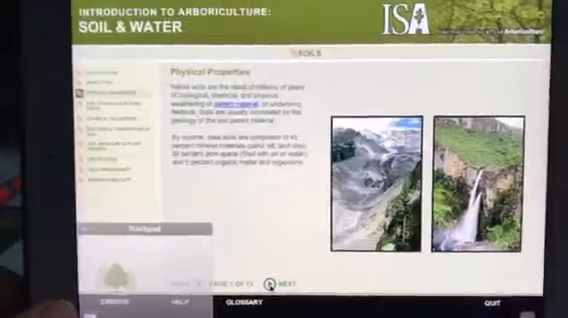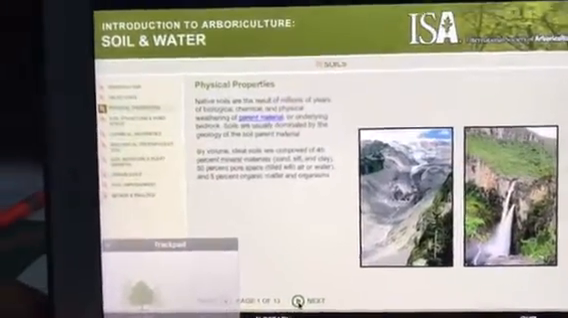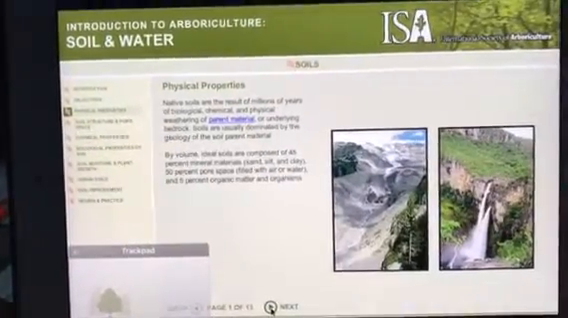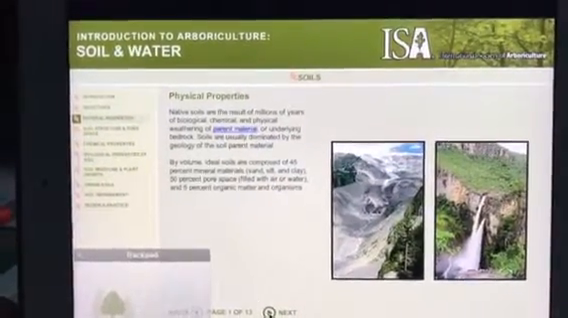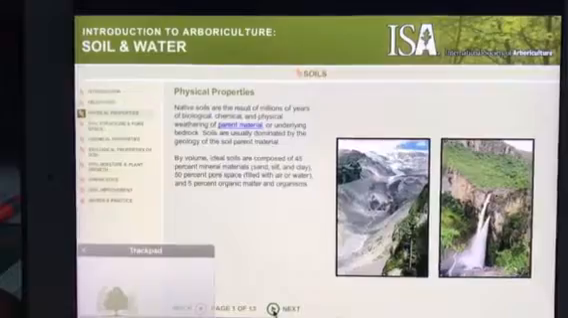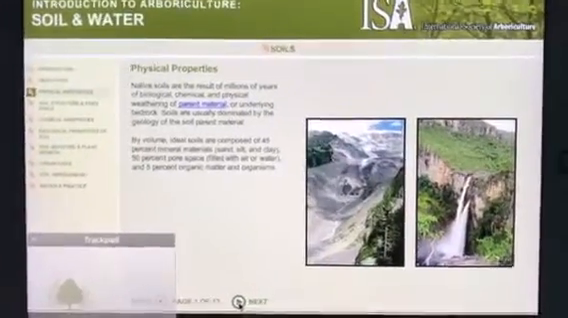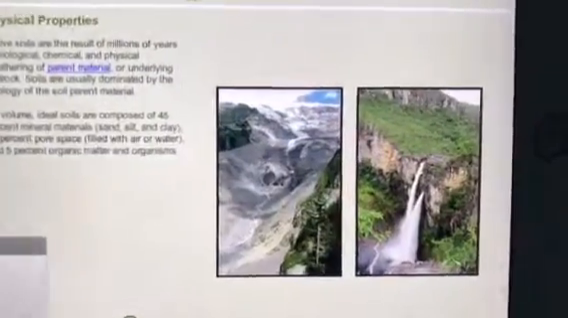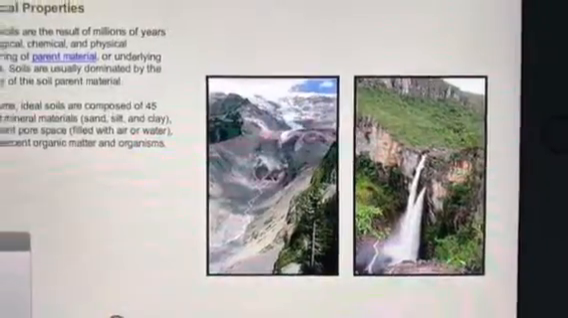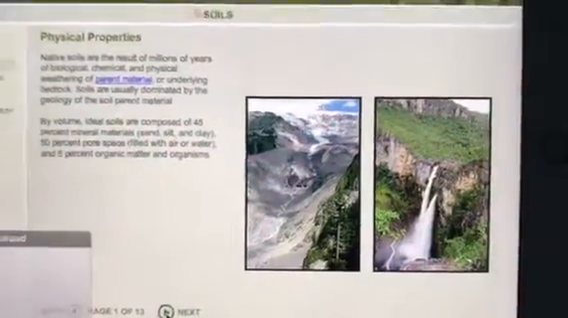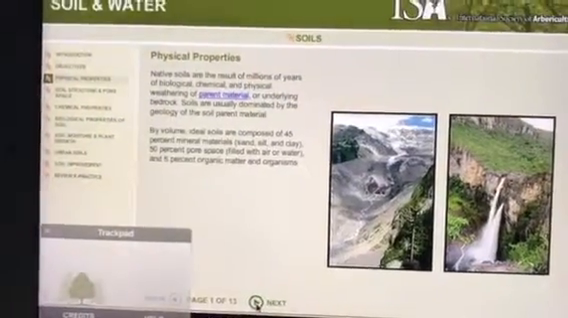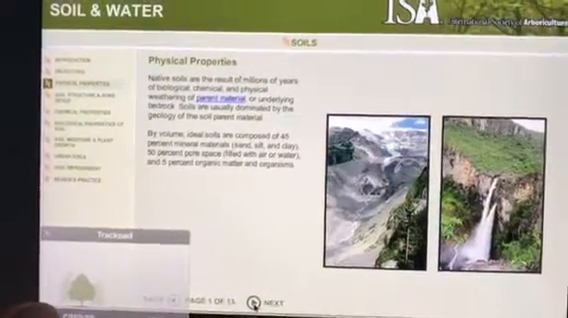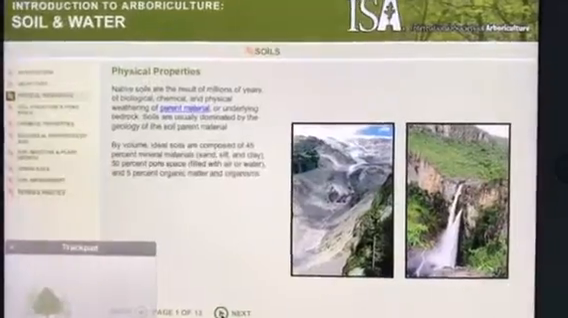Native soils are the result of millions of years of biological, chemical, and physical weathering of parent material or underlying bedrock. Soils are usually dominated by the geology of the soil parent material. By volume, ideal soils are composed of 45% mineral materials, sand, silt, and clay, 50% pore space, filled with air or water, and 5% organic matter and organisms.